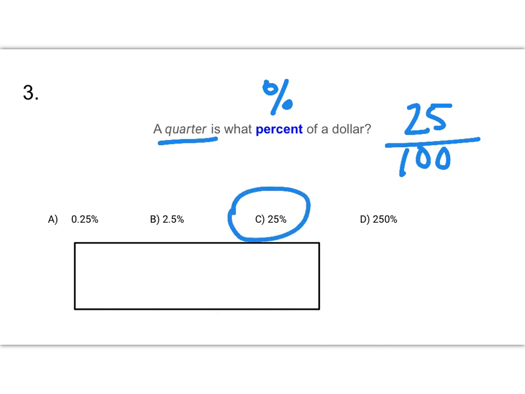25%. It is not 0.25 because that is less than 1%. That's 25 hundredths percent. This is 2 5/10%, and this is 250%. My answer is 25%, C.